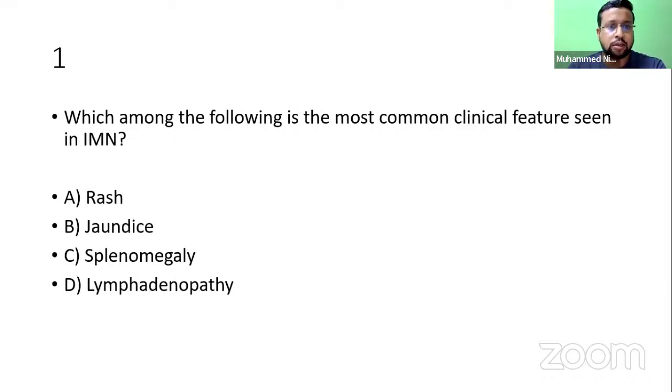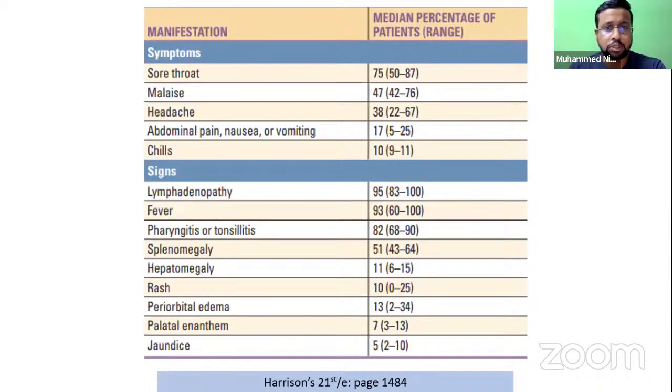As you all know, this is a question from infectious mononucleosis, something that we have discussed. This question seems to be directly from the table in Harrison where the signs and symptoms of infectious mononucleosis are described. Lymphadenopathy occurs in 95% of the patients with infectious mononucleosis, whereas splenomegaly is seen in only 51%. Rash is quite uncommon, usually seen when you treat these patients with aminopenicillin, and jaundice is very uncommon. You often get transaminitis, elevated liver enzymes, but jaundice is very, very uncommon in infectious mononucleosis. So the answer to the question will be lymphadenopathy.